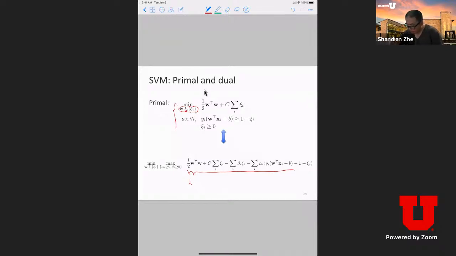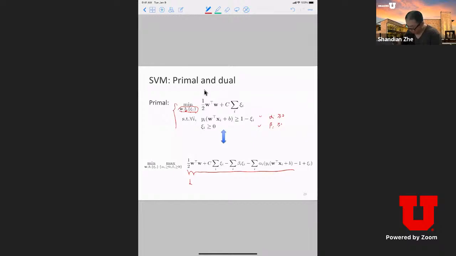And then for each constraint, we need to introduce the corresponding Lagrange multiplier. So for the first constraint, for every example, we introduce alpha i, which we denote as the Lagrange multiplier. And for the second constraint, we introduce a Lagrange multiplier denoted by beta i. Of course, beta i is non-negative. Now we just add them together, and we get our Lagrange form.